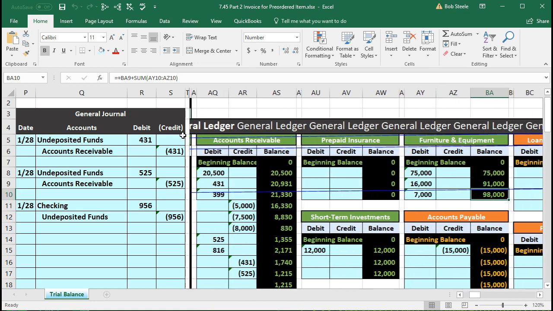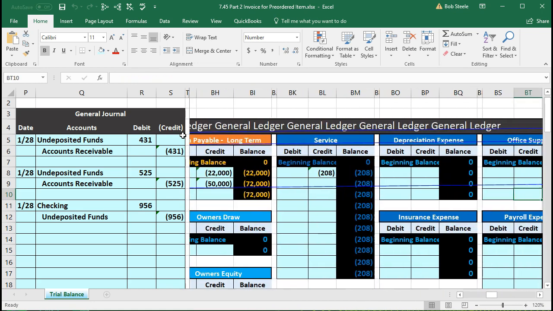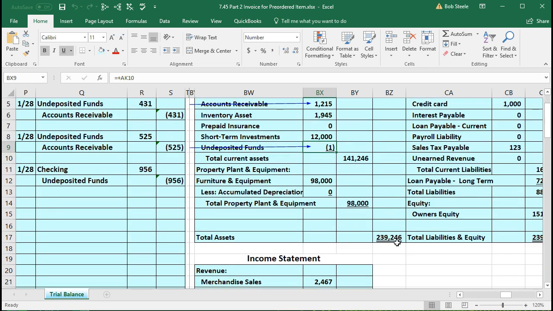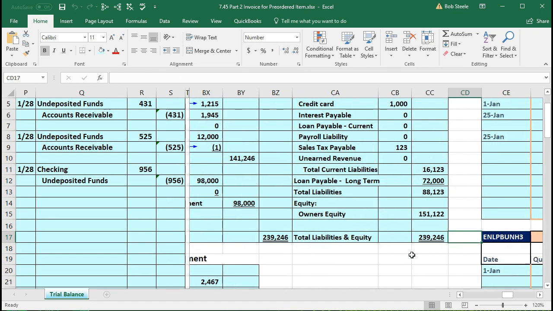Scrolling to the right to see those accounts on the financial statements. Note the financial statements being generated automatically. So we have the cash, accounts receivable updated, undeposited funds should probably be in cash, but in essence it's around zero at this point, except for rounding. And there's the 239,246, which matches 239,246.